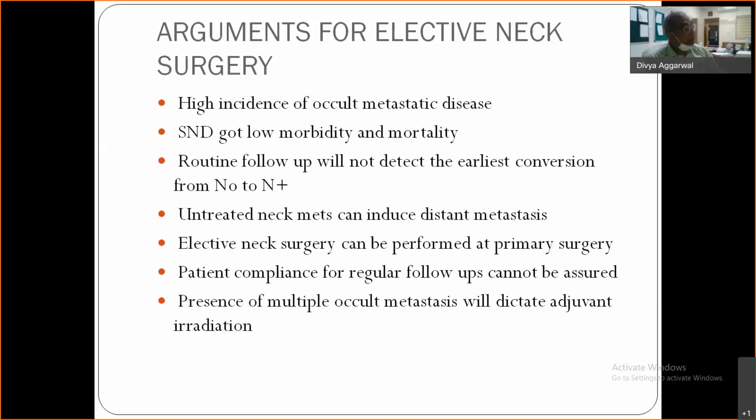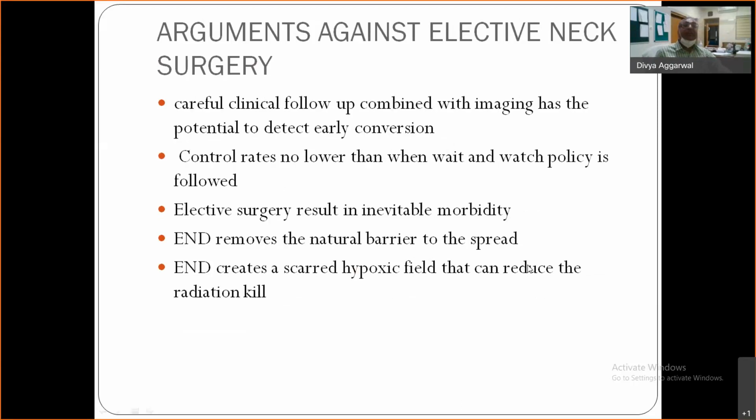As I said, if you cannot follow up the patient, it is better to go for an elective neck dissection. And the presence of multiple positive neck nodes will dictate adjuvant therapy and rehabilitation. Arguments against: careful clinical follow-up combined with imaging has the potential to detect early conversion. So those who say don't go for an elective neck dissection would argue on these points.